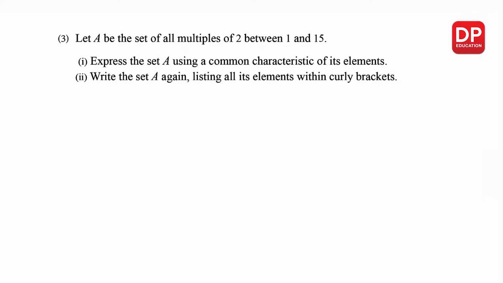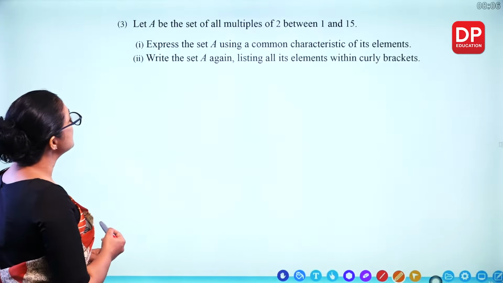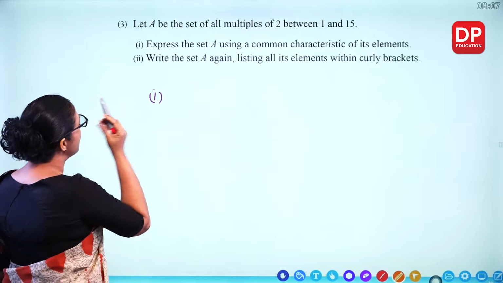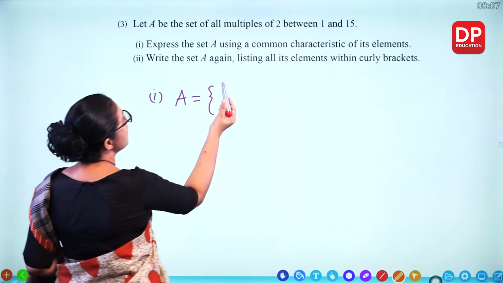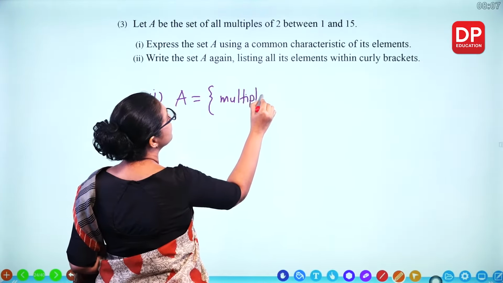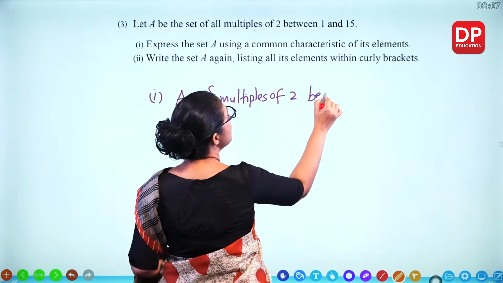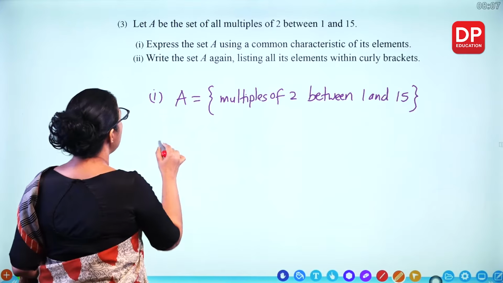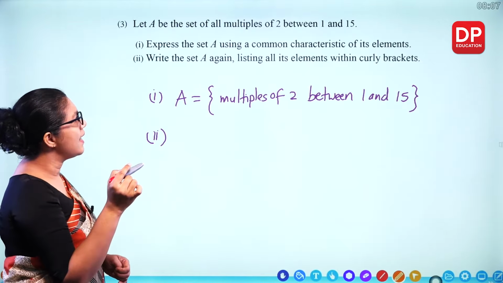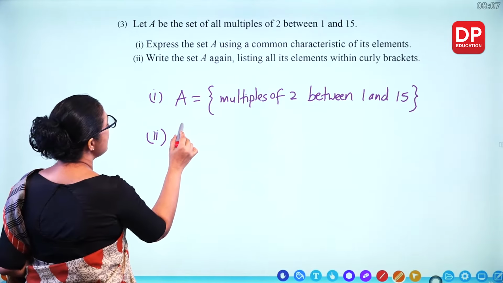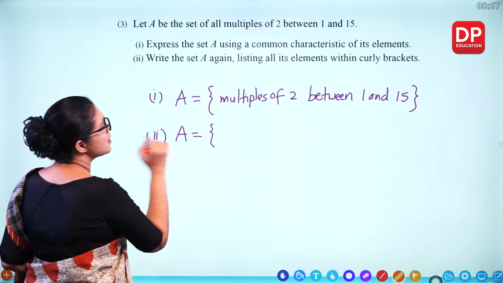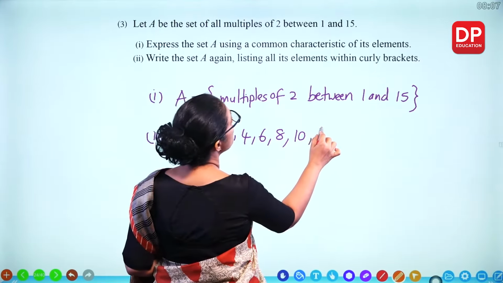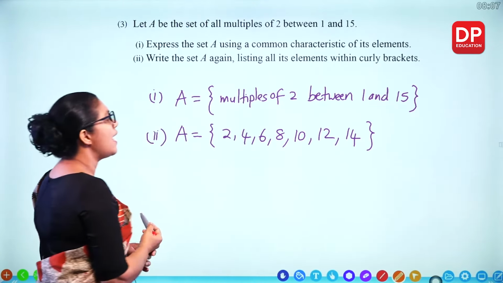Question number 3. Let A be the set of all multiples of 2 between 1 and 15. Express the set A using a common characteristic of its elements. That means you are asked to write in descriptive method. So we can write A is a set, multiples of 2 between 1 and 15. And then to write the set A again, listing all elements within curly brackets. So listing element method. Multiples of 2: 2, 4, 6, 8, 10, 12, 14. So those are the elements in set A.